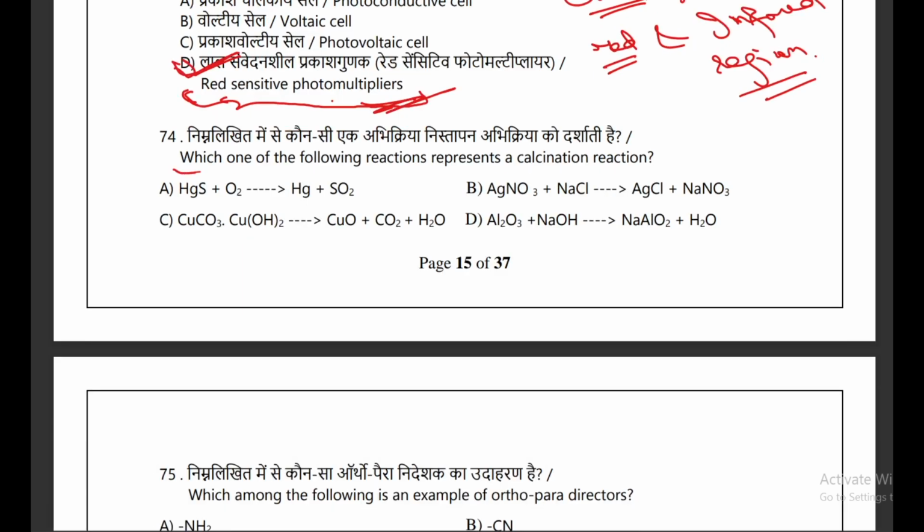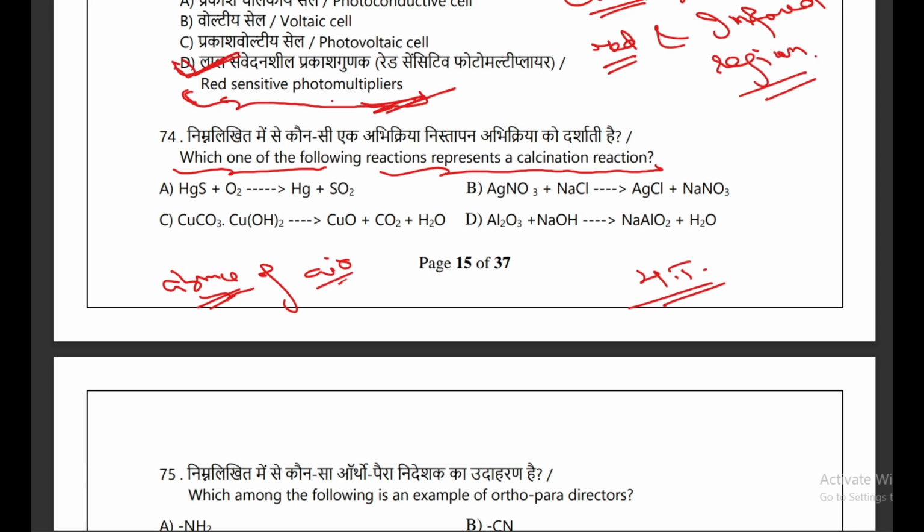In the next question, which one of the following reactions represents a calcination reaction? So actually a calcination reaction is a process in which a substance is heated to a high temperature, okay, in the absence of air or in the presence of limited air. So in the calcination process, in the absence of air or in the presence of limited air, just to bring about thermal decomposition.